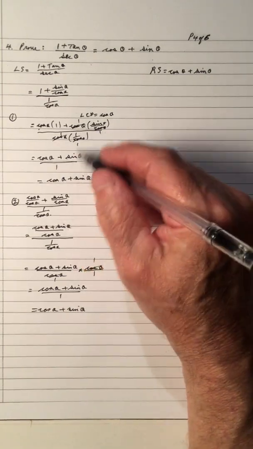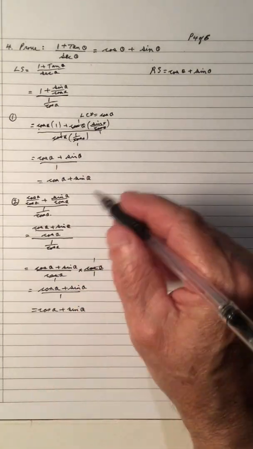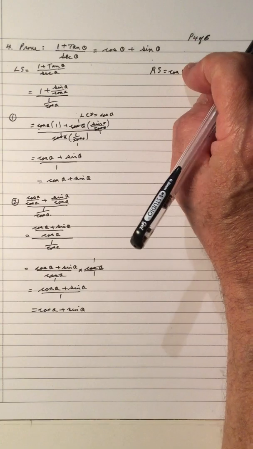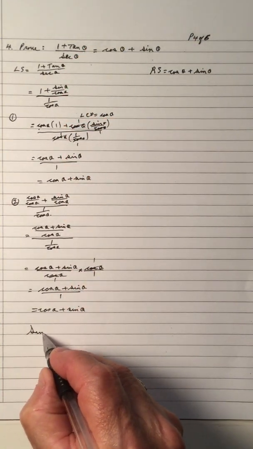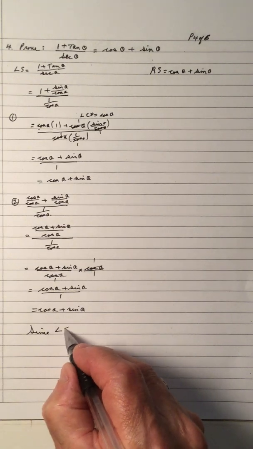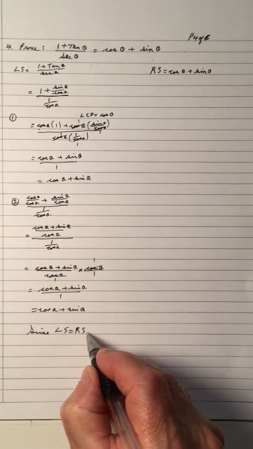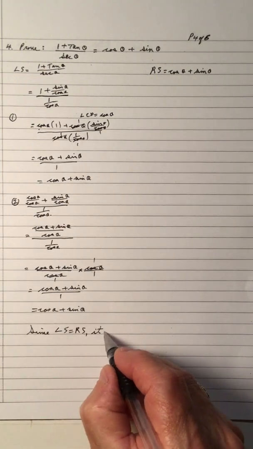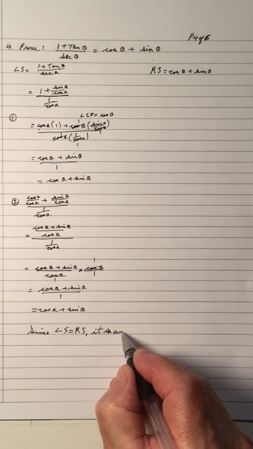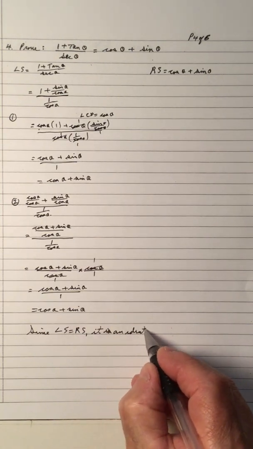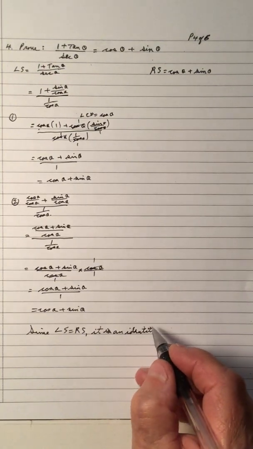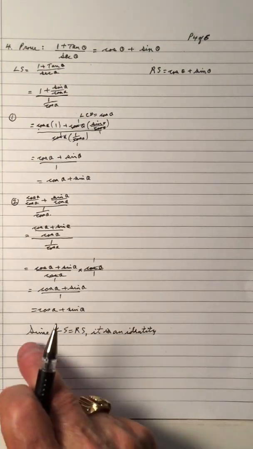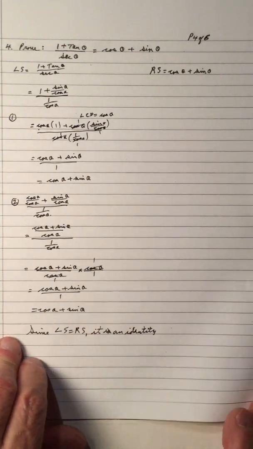So I've done it two ways for you. And notice I didn't touch this side. This was the best side to convert, to change. Again, since the left side equals the right side, it is an identity. And I always like to make this statement. When my students were doing proofs, I would have them write this statement out. But check with your teacher.